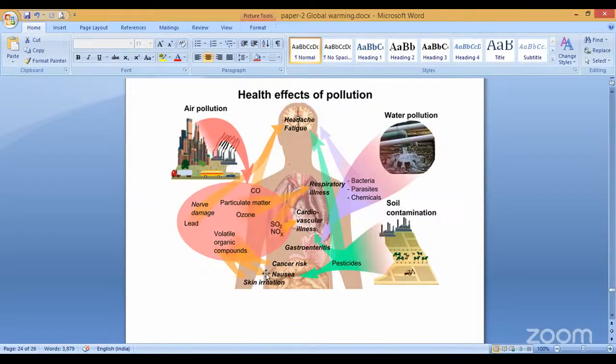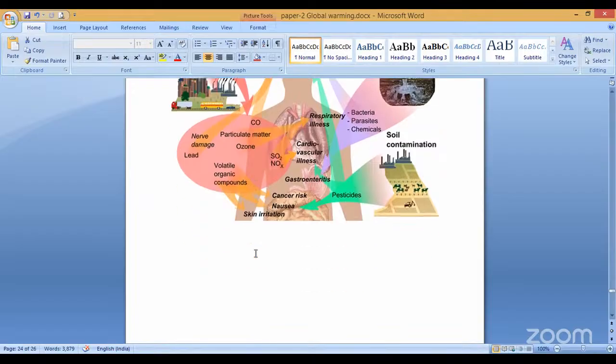Due to soil contamination, the pesticides can enter into the human body and can also lead to gastrointestinal issues and pancreatic cancers. Cancer risk will increase, with nausea and skin irritations, and our digestive system will be affected very seriously when the acid content is high in our digestive system.